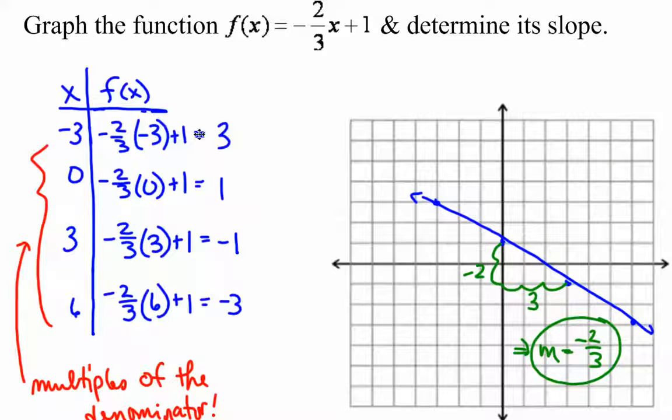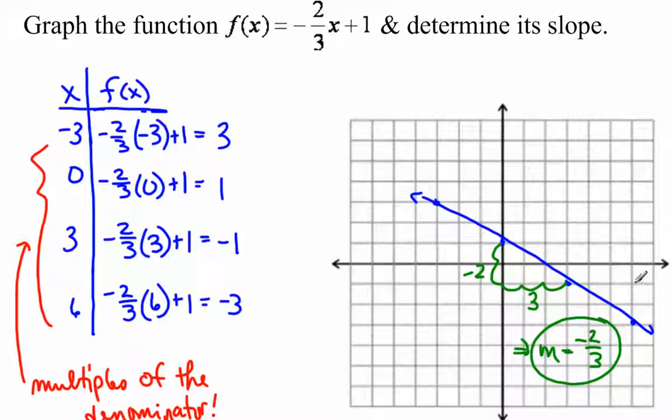All right, so then I've got my pairs here. I've got my negative 3 and 3, my 0, 1, my 3, negative 1, etc. So negative 3, go back 3, up 3, there's that point. And then 0, 1, so just right up here. 3 over 3 and down to negative 1, and then over 6 and down to negative 3. And we join those and we've got ourselves a line.